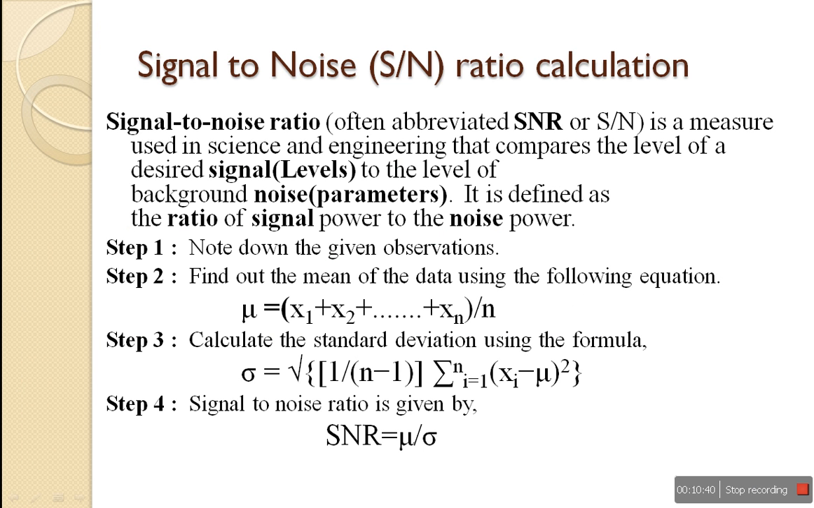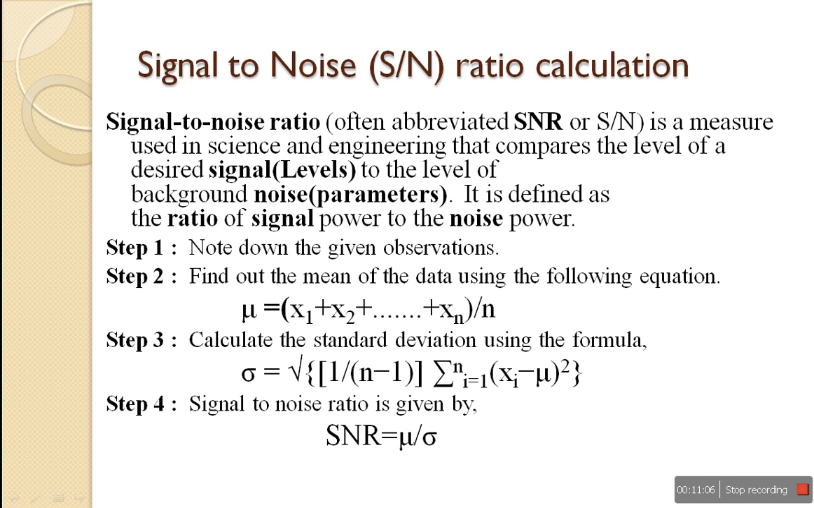Signal to noise ratio calculation. Signal to noise ratio is a measure used in science and engineering to compare the level of desired signal to the level of background noise. In this project, level refers to the signal, and parameters refer to the noise. It is defined as the ratio of signal power to noise power. Signal to noise ratio can be calculated by the following 4 steps.